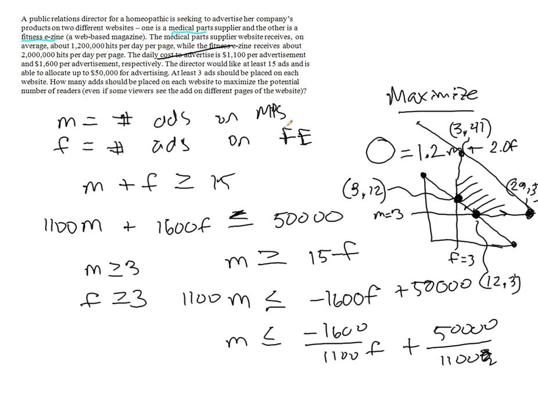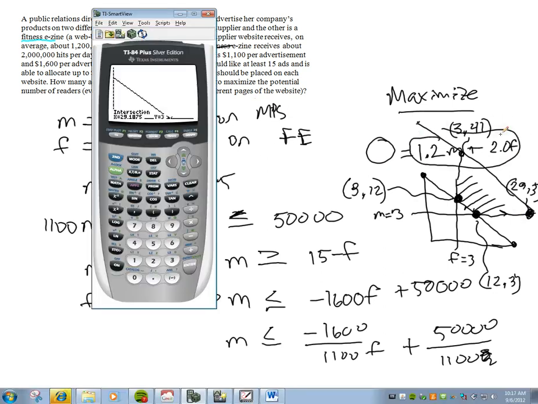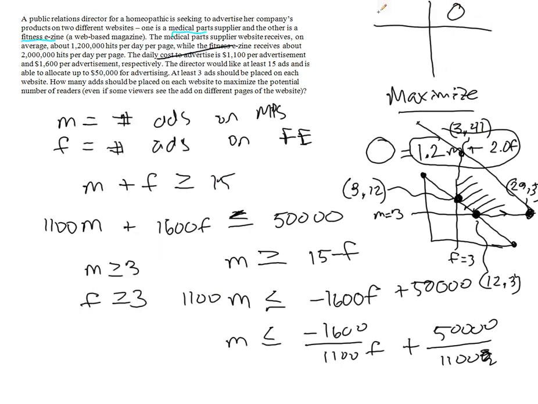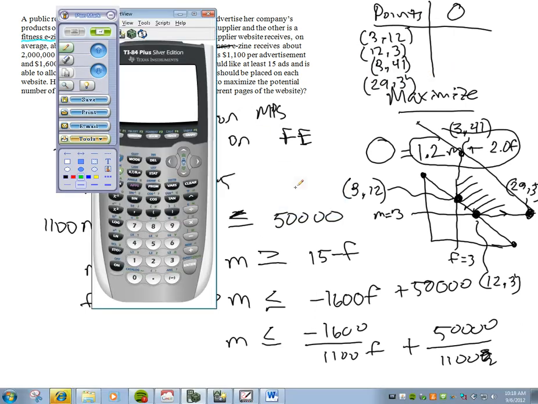Now we just have to test which one of these 4 corner points produces the maximum number of views. So we want to test this function right here. The way I'll do that is I'll build a little table here. Here's my objective function, here are my points. I have 3, 12, I have 12, 3, I have 3, 41, and I have 29 comma 3. So those are the 4 points I need to test, and I will do that in my calculator.